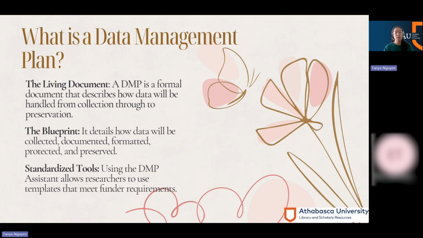The second point is about tools. Using standardized tools like DMP Assistant is beneficial. These tools not only help streamline your process, but also ensure that you're meeting the necessary requirements set out by funders. It's the bridge between your data management needs and the expectations of your stakeholders. Remember, a well-crafted DMP is essential for any research project. We'll look at some specific questions that a data management plan might address.